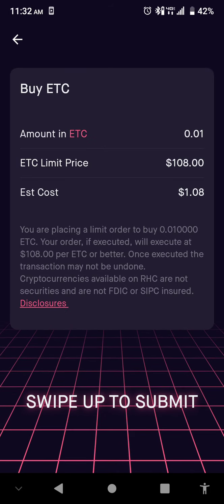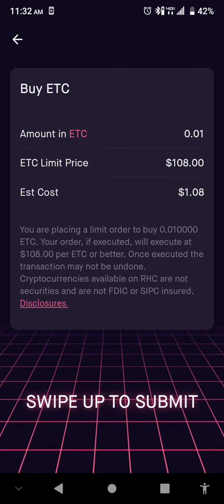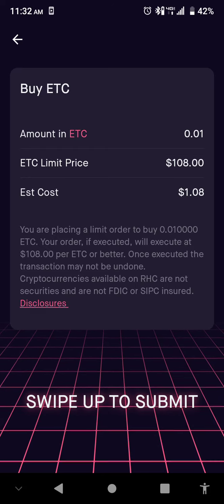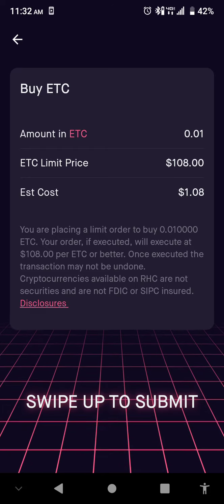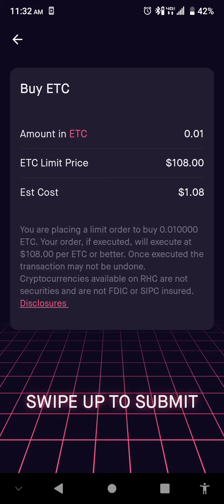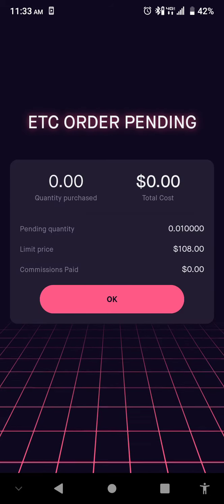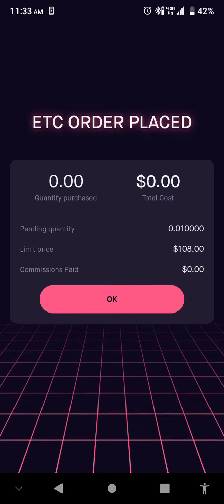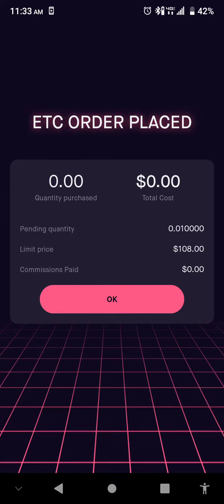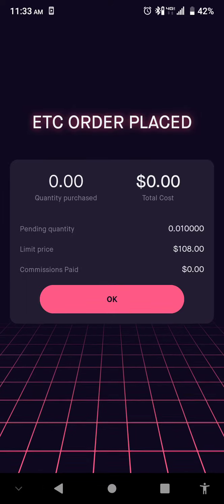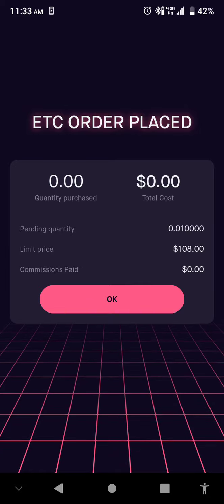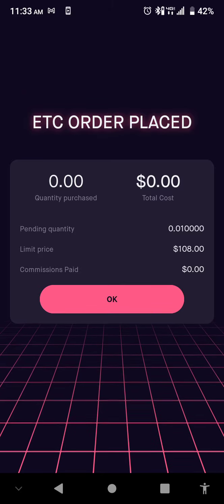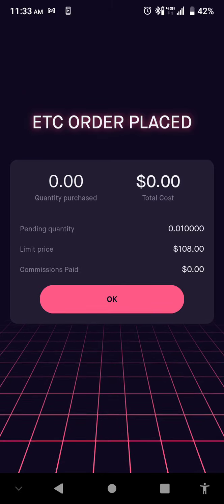And here it basically goes over your whole limit order ticket. And it says how much you're going to pay. It'll be executed at $108 per share. I'm going to swipe up to submit it. It's sending the order. The order has now been placed. Now here it shows quantity purchase 0, total cost 0, because it is the pending quantity of 1% of the limit price of $108. Commissions are free. So I don't have to pay anything to make this trade.